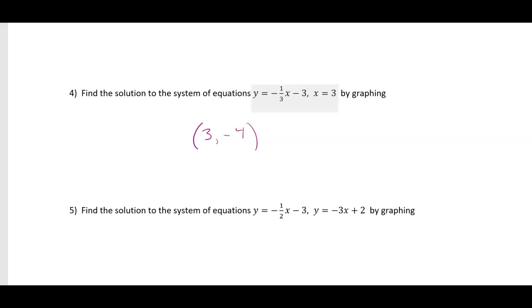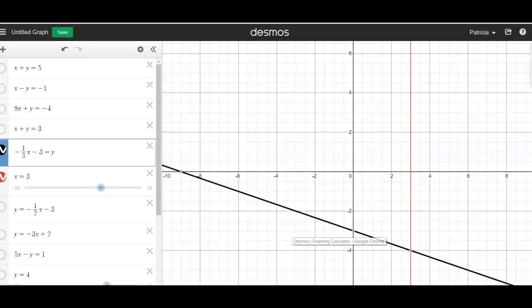Stop the video and try this next one. y equals negative 1/2 x minus 3, and y equals negative 3x plus 2. We're going to solve that by graphing. Stop the video. Okay, you're back. I assume you've already done the problem. Hopefully you've already done the problem. Let's go take a look at it.